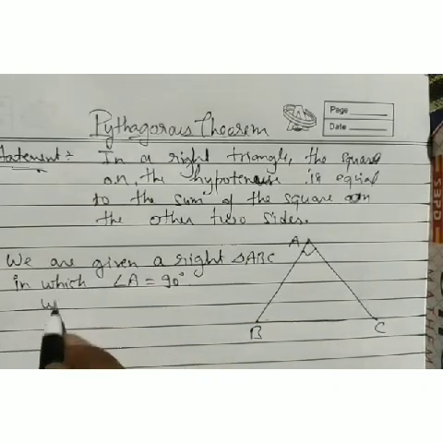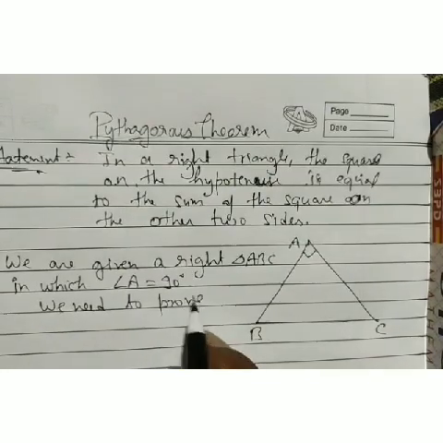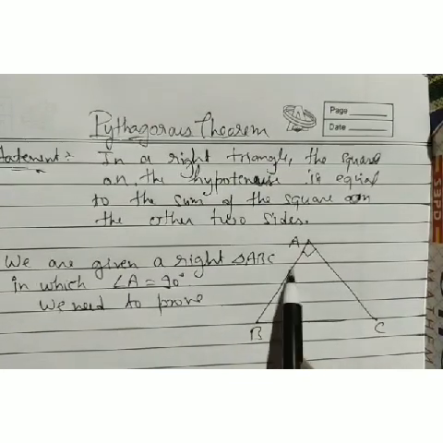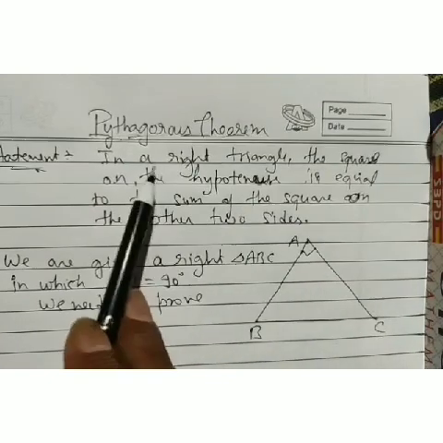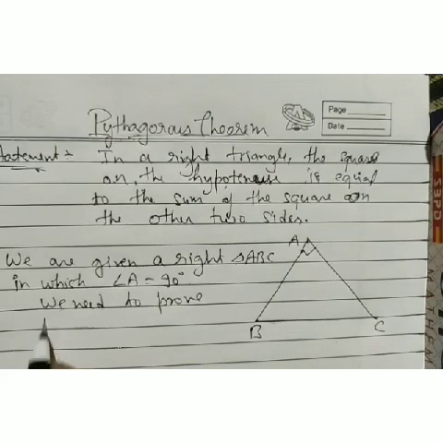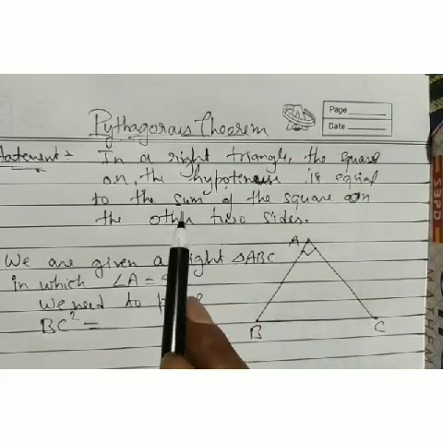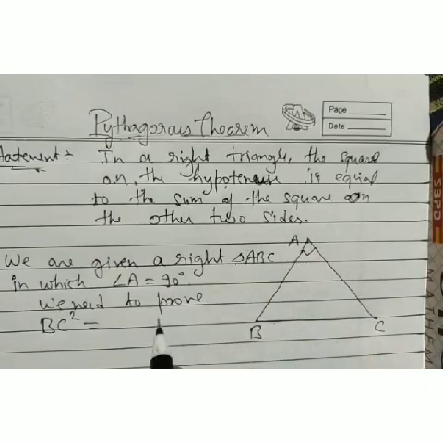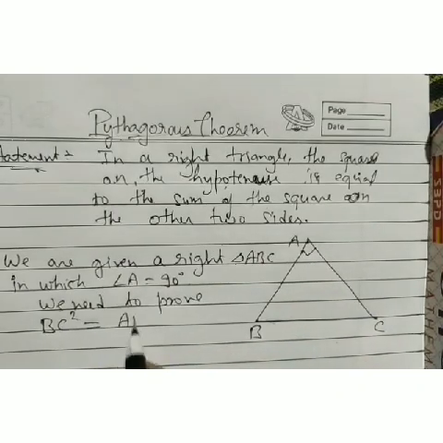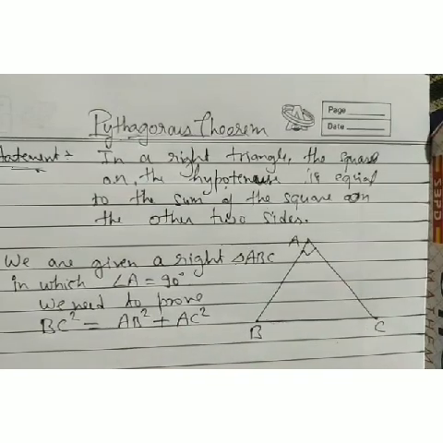Now what do we need to prove? We need to prove that in a right angle triangle, the square on the hypotenuse, this is our hypotenuse, that means BC square, is equal to the sum of the squares of the other two sides. So we have to prove BC square equals AB square plus AC square.